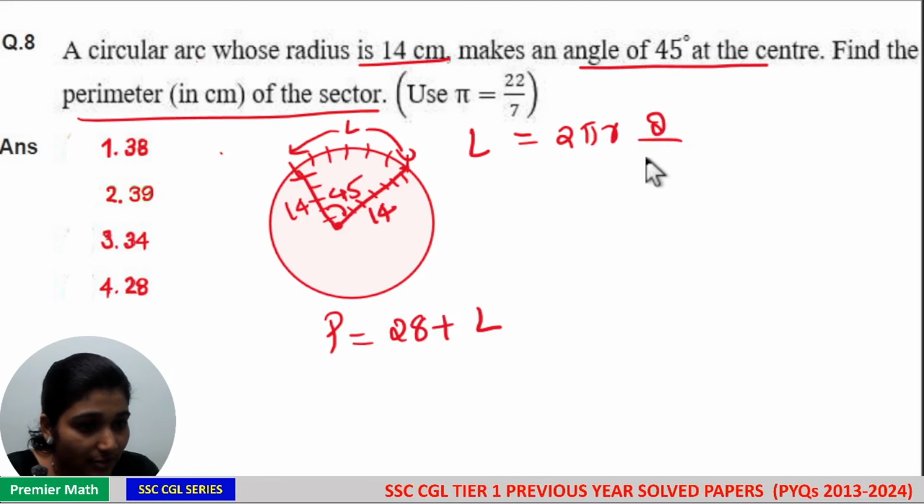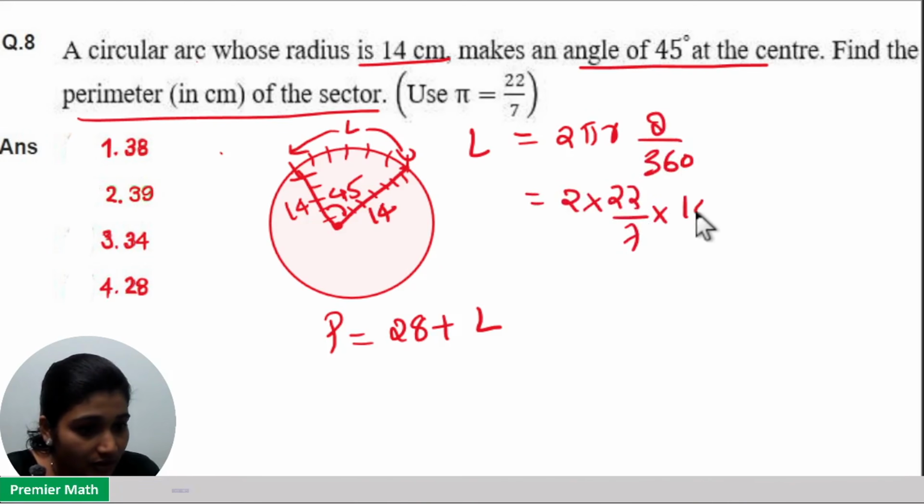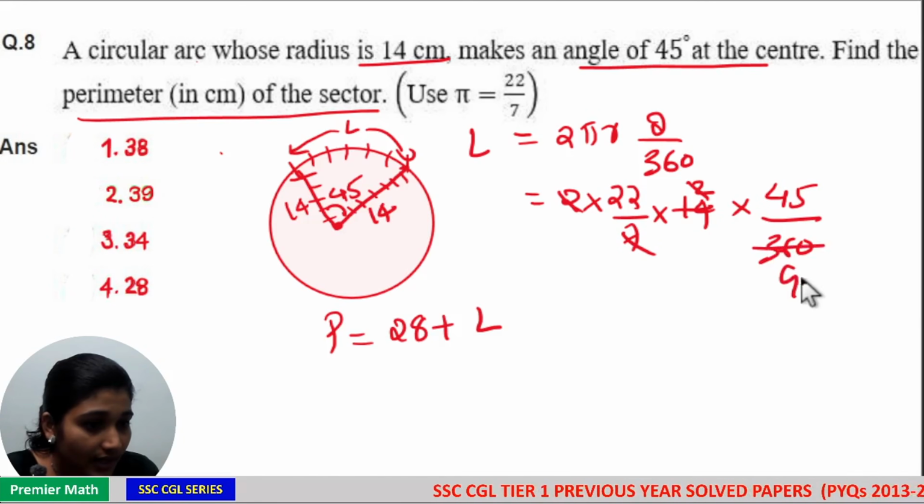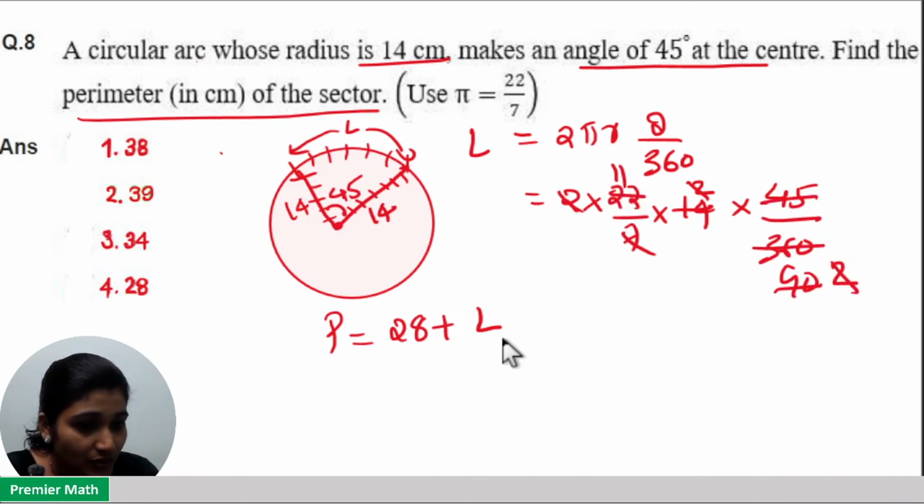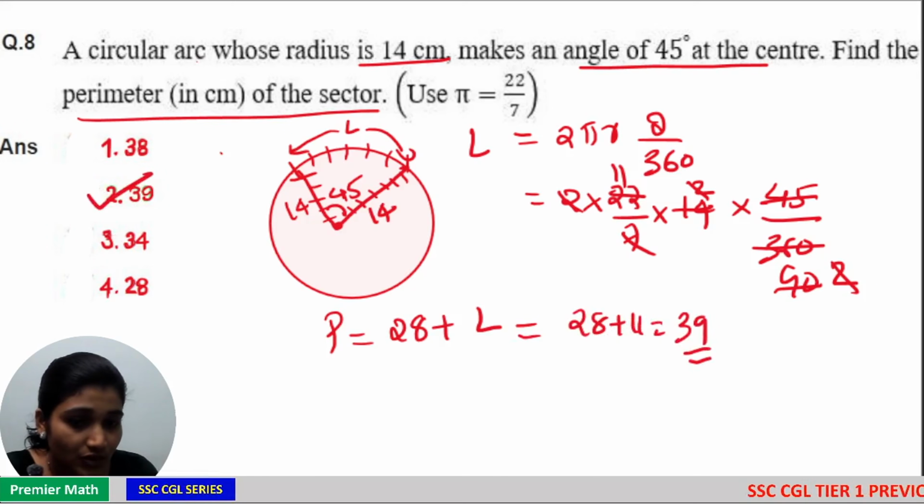That is theta by 360 of 2 pi r, which is equal to 2 into 22 by 7 into 14 into 45 out of 360. Here 7 goes 2 times in 14, 2 2s are 4, 4 goes 90 times in 360, 45 goes 2 times in 90, 2 goes 11 times in 22. So 28 plus L means 28 plus 11 is equal to 39. Option 2 is your answer.